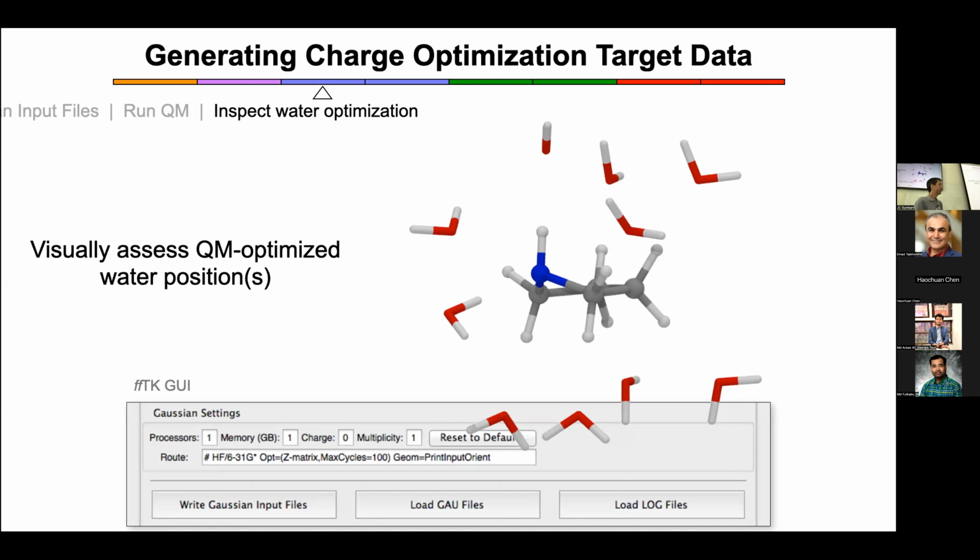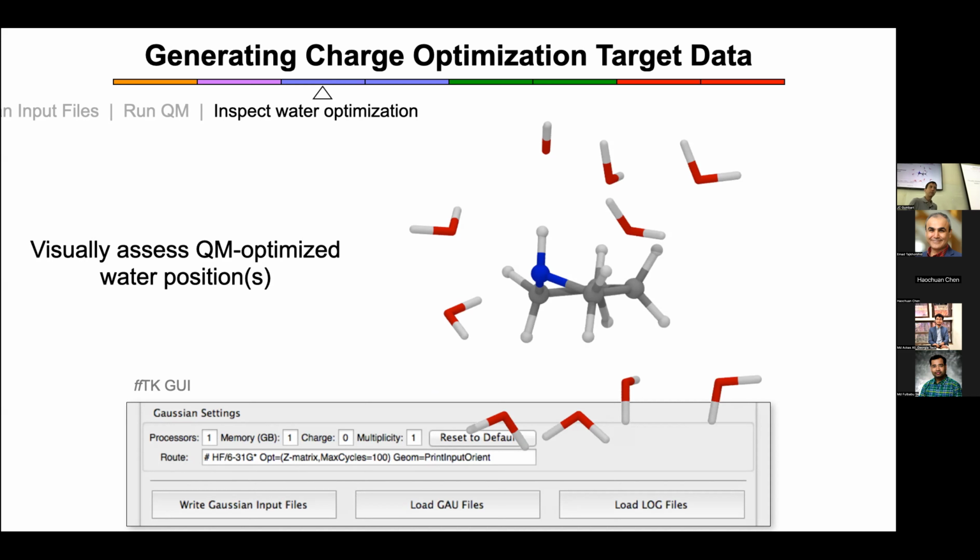I just want to clarify, there are multiple steps where you'll be going to the QM software. The first is geometry optimization, then the water step, and then bonds and angles, and then dihedrals as well. Yes, you're going to go back and forth multiple times.